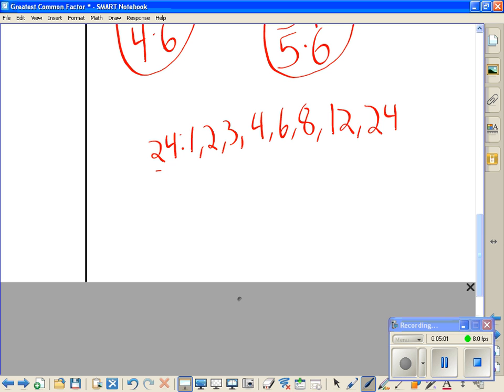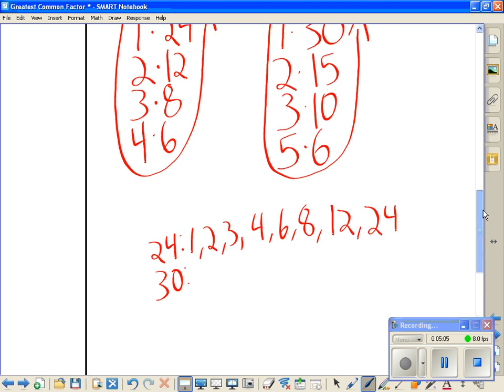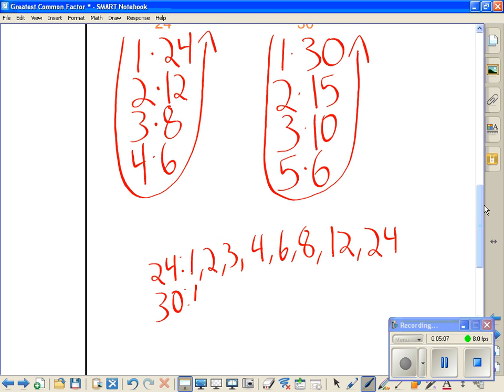So for 30, my factors are 1, 2, 3, 5, 6, 10, 15, and 30.